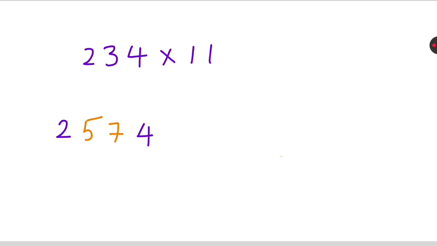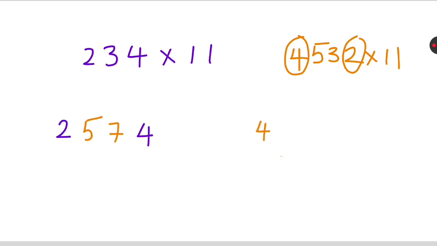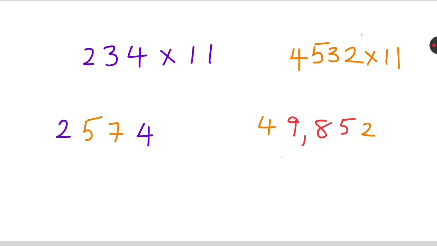Let's take one more example. Suppose we have 4532 times 11. What is our first step? First we write the first digit and last digit as the first and last. And then, starting from right to left, you add these two numbers. 2 plus 3 is 5. Then 3 plus 5 is 8. Then 5 plus 4 is 9. So 4532 times 11 is 49,852. Like this, we can simply multiply by 11.